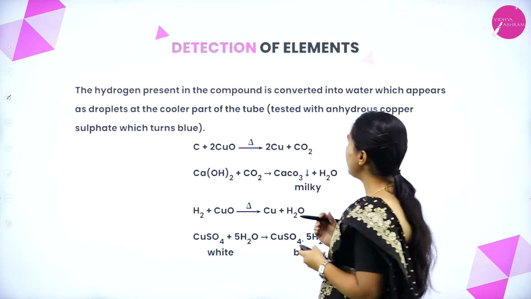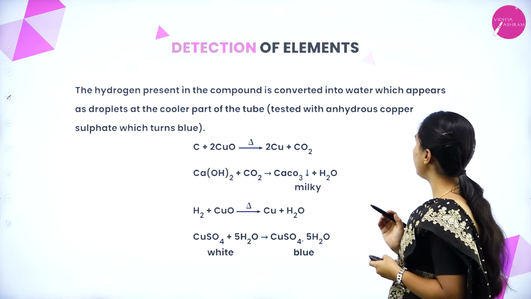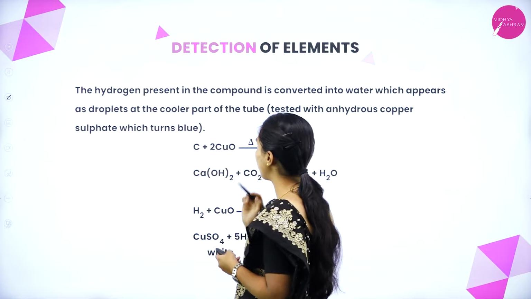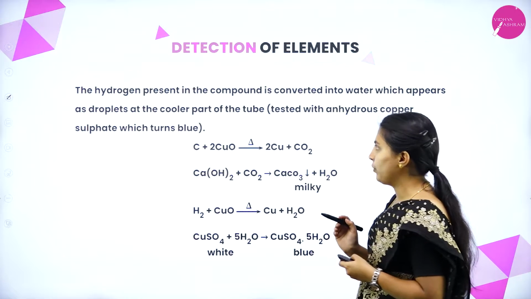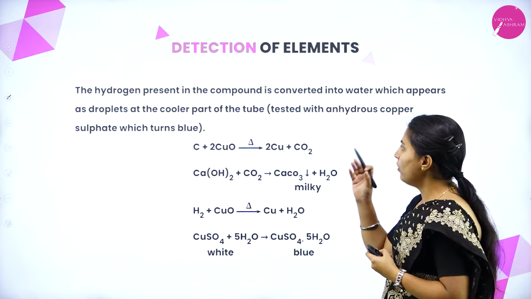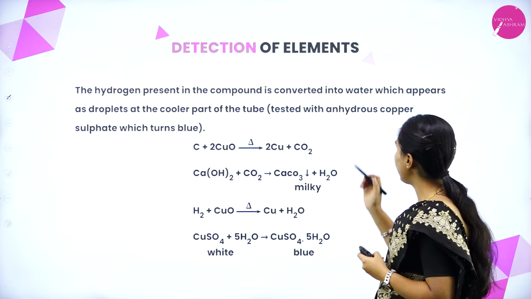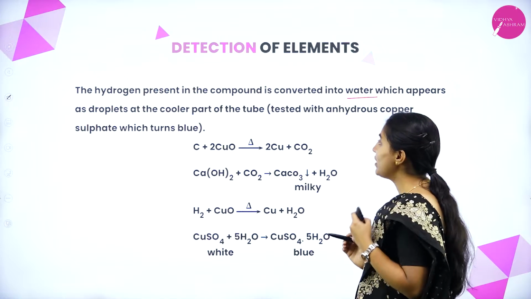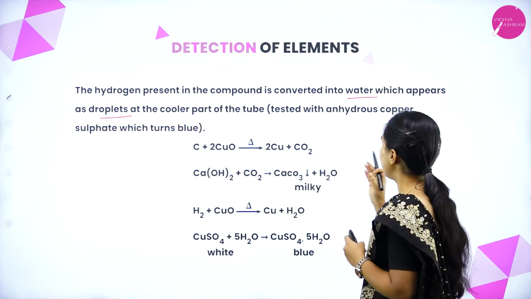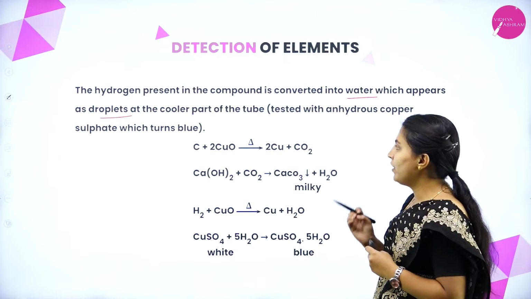The hydrogen present in the compound is converted into water, which appears as droplets at the cooler part of the test tube. That's what we saw for carbon. Now, the hydrogen present in the compound is converted into water, which appears as droplets at the cooler part of the test tube, and anhydrous copper sulfate turns blue.